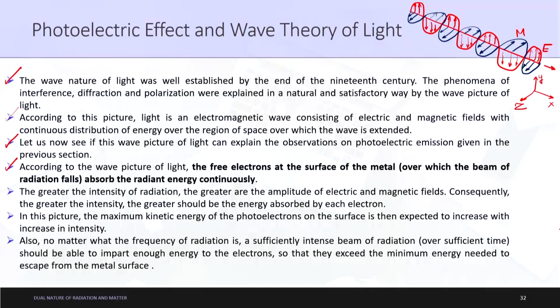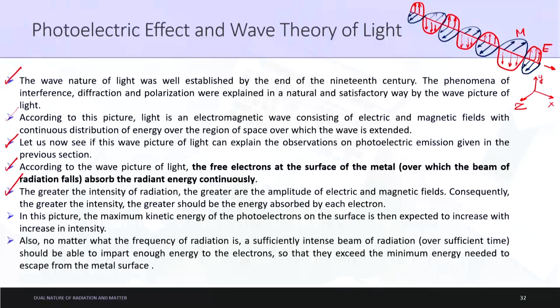Okay. Now, the greater the intensity of radiation, the greater are the amplitudes of the electric and magnetic fields. Quite evident, the amplitude, as in the highest value of this sinusoidal form here. Consequently, the greater the intensity, the greater should be the energy absorbed by each electron. Quite evident, because more intensity, as in more energy, is being imparted from the light to the emitter plate, and hence a greater amount of energy can be absorbed by the electrons.